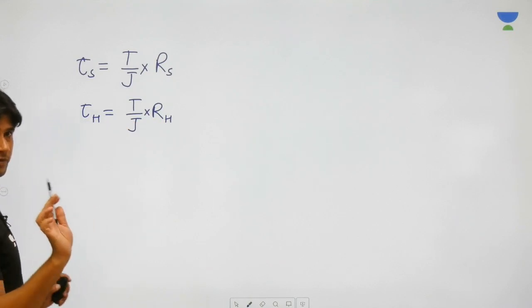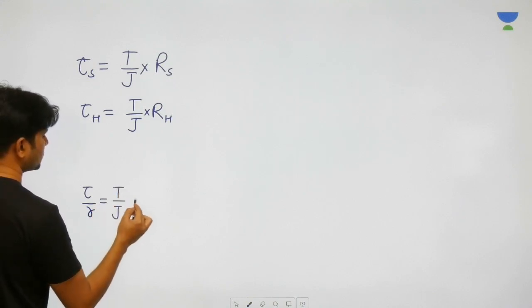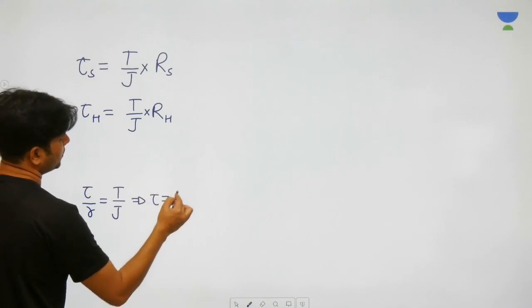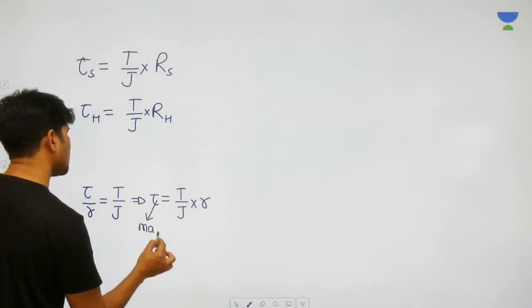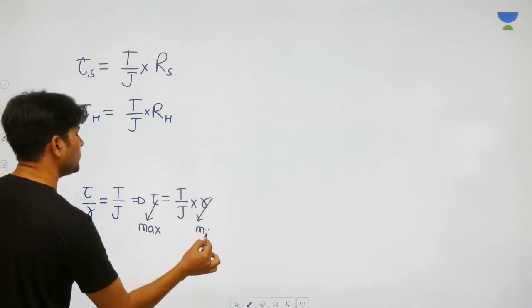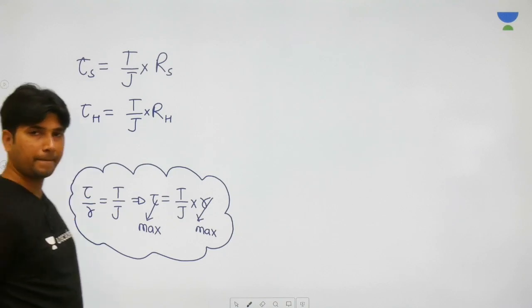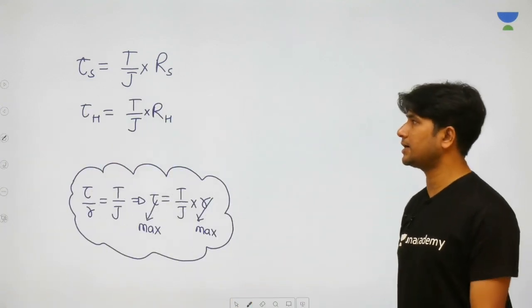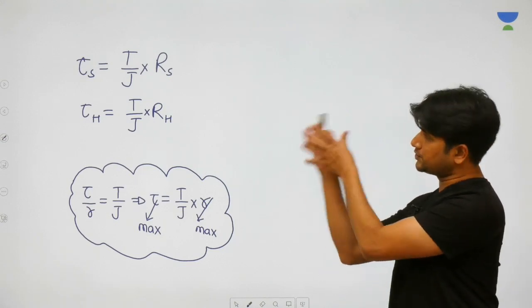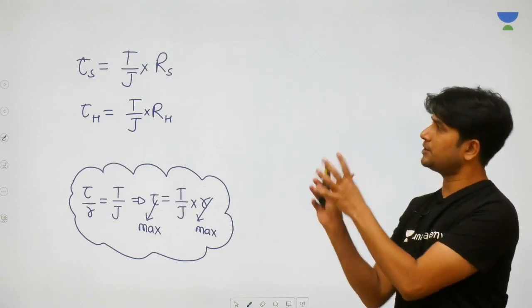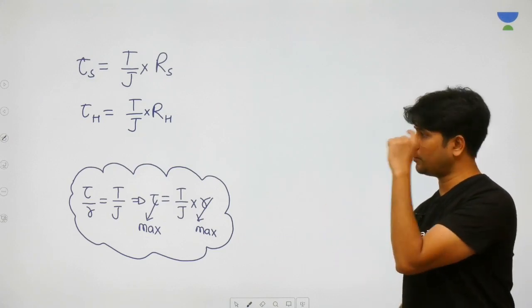All right. Just in case this confuses you, we have the torsion equation: tau by R is equal to T by J. So from here you get tau is equal to T by J multiplied by R. If you want to get maximum tau at a given section, you go to maximum R. Now why am I not using that 16T by pi d cube thing? Actually, you can use that. But using this fundamental formula is going to make this even simpler.